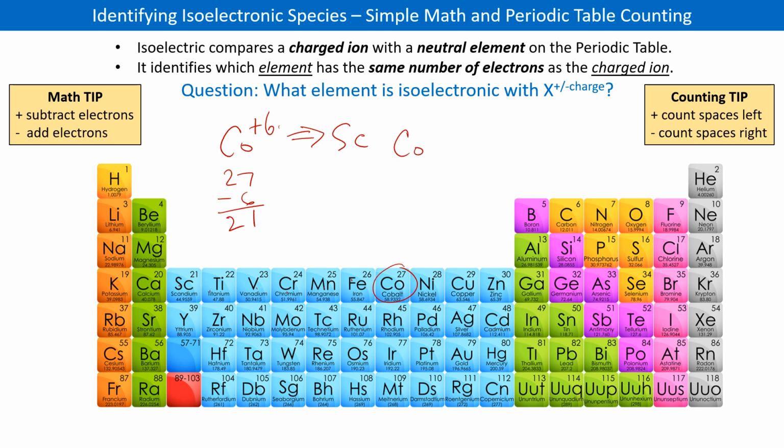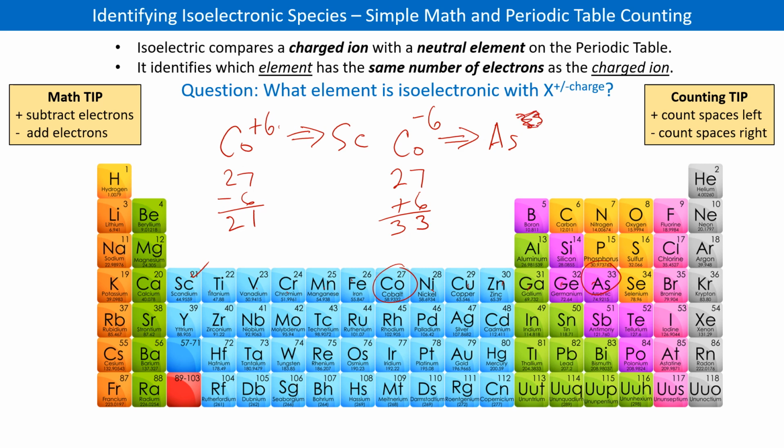But what if I had cobalt with a -6? In the case of the +6, it's still in the transition elements. The -6, let's just see what happens to it. 27 plus 6 takes you up to 33. And we can check our math by counting. 1, 2, 3, 4, 5, 6. So if it's reduced, it goes up to arsenic, 33.